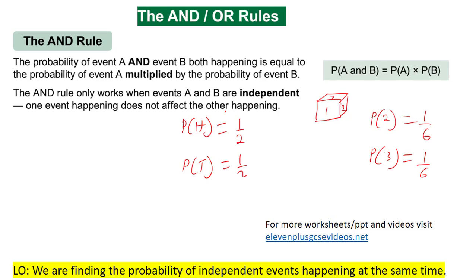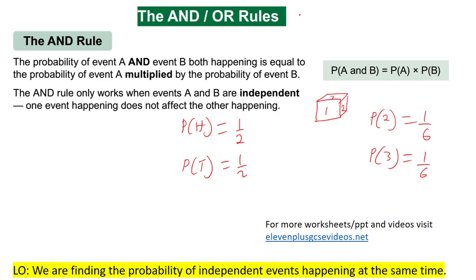Now, when I'm throwing a coin and rolling a dice at the same time, the coin landing on a head and the dice landing on a 2 are independent. They don't affect each other. So what we can do is try to find the chance that the coin will show a head, while at the same time the dice will land on a 2. To do those two things, all you need to do is times their probabilities.